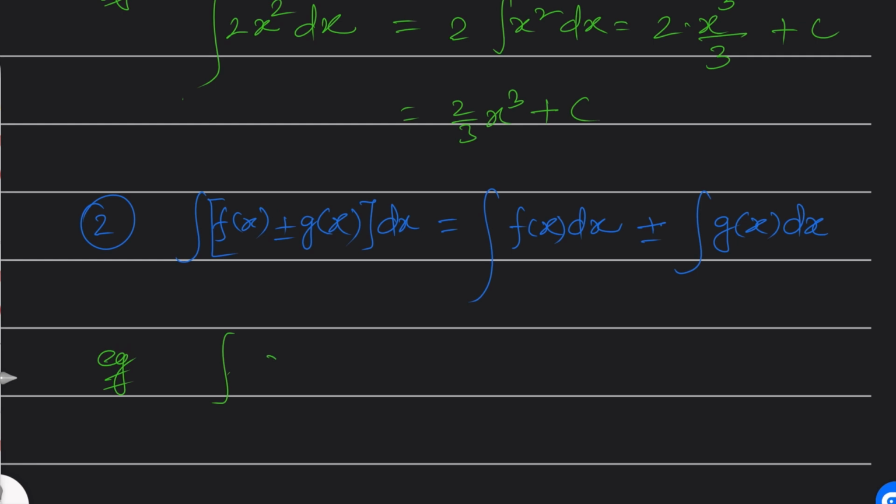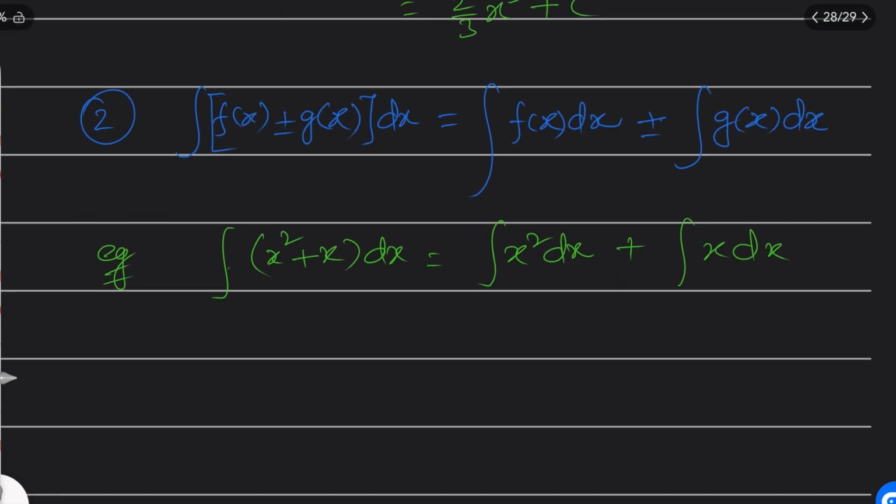Now an example. Let's say you are asked for the integration of x square plus x dx. Here are two terms, x square and x, together with an addition sign. So now what I will do: integration of x square dx first, plus integration of x dx, just as per the rule. Integration of x square is x power 3 by 3, and integration of x is x power 1, so that is x power 2 by 2, isn't it?